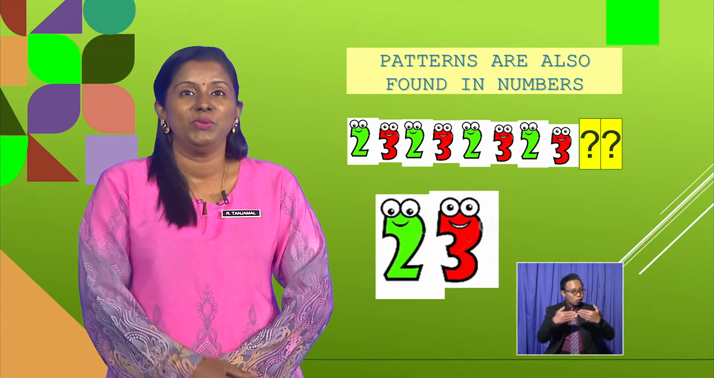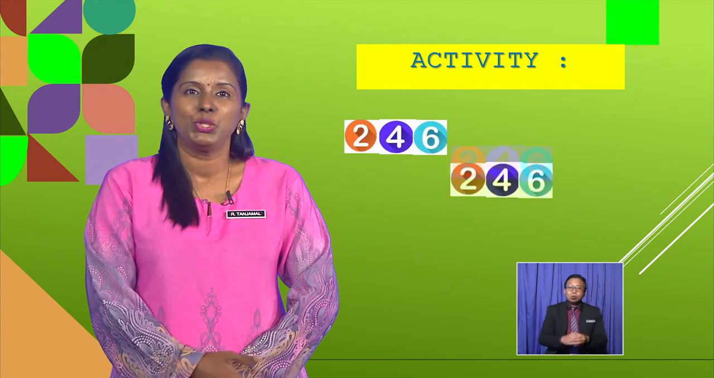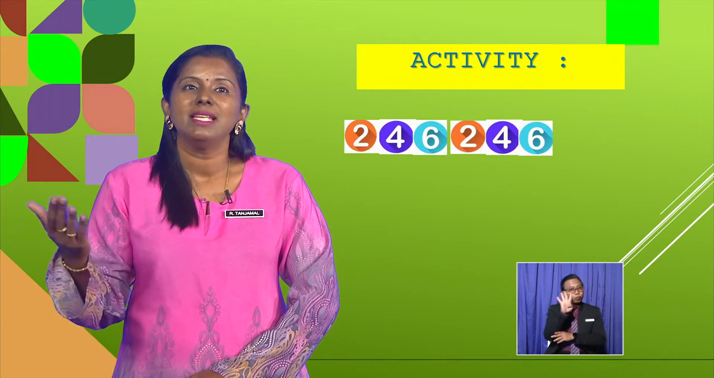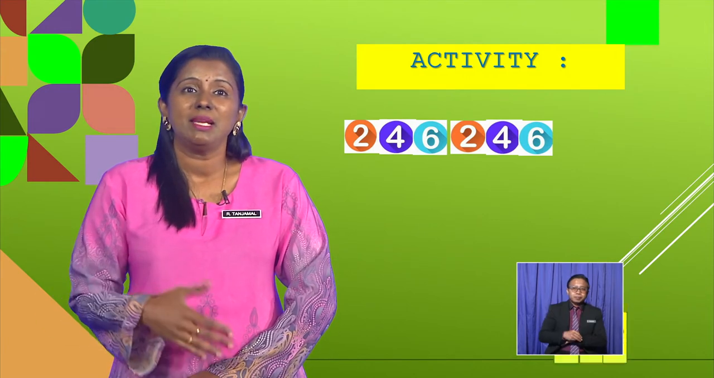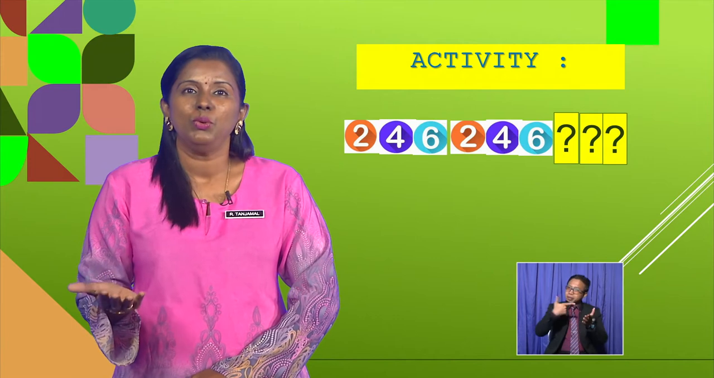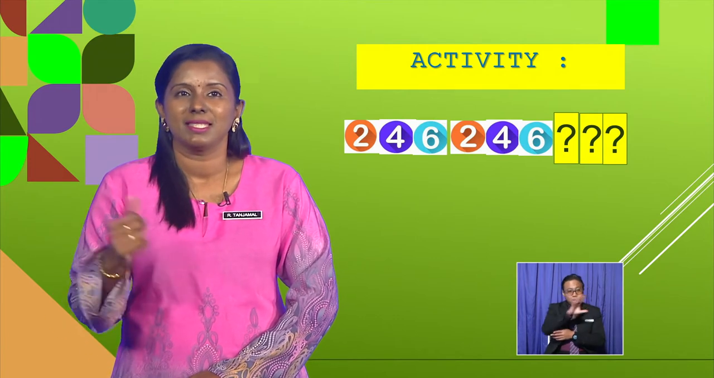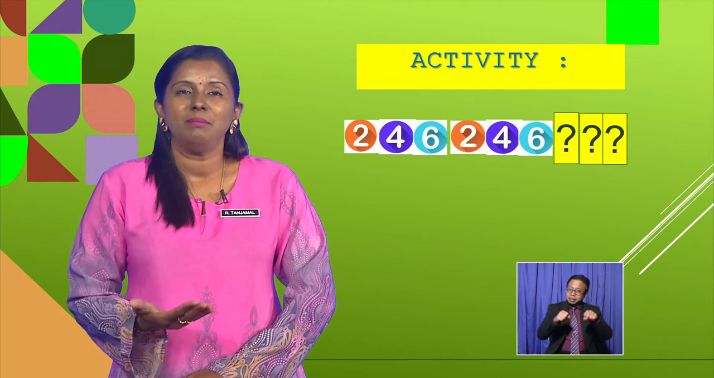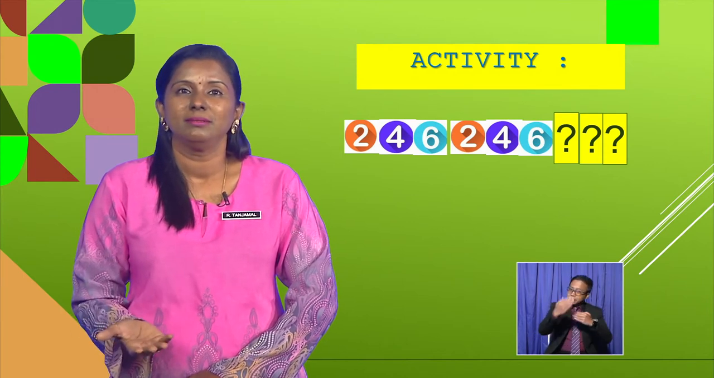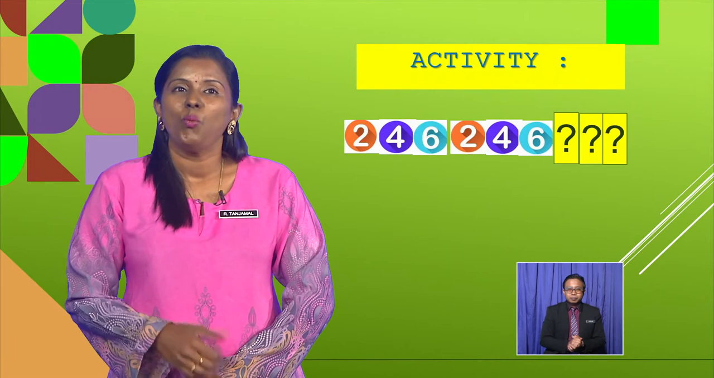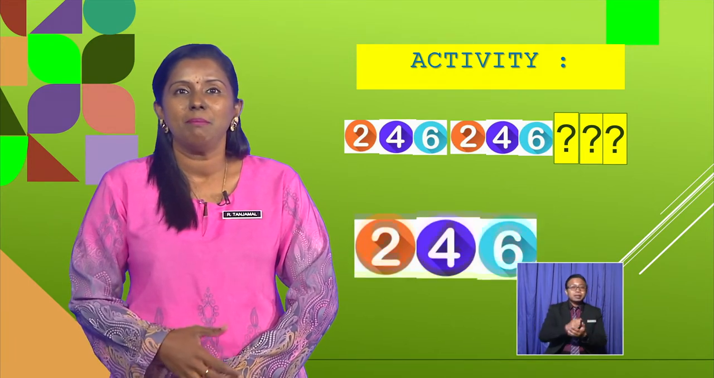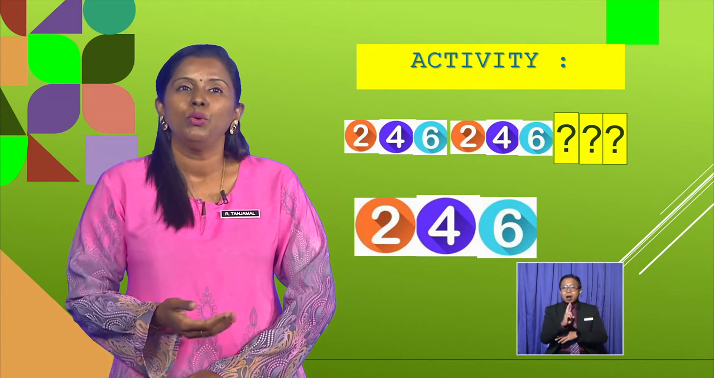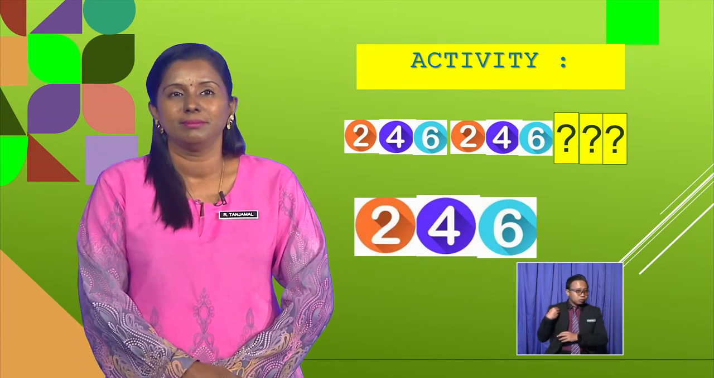Let's continue with another activity. Look at the numbers given. There are number 2, 4 and 6. It is repeating again. 2, 4 and 6. Can you tell me the next pattern? Well done! It will be repeating again and the numbers are 2, 4 and 6.